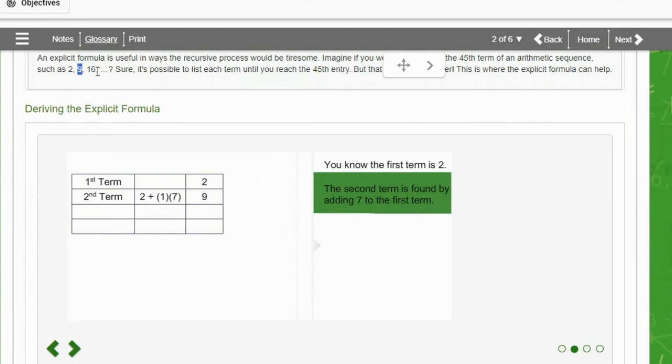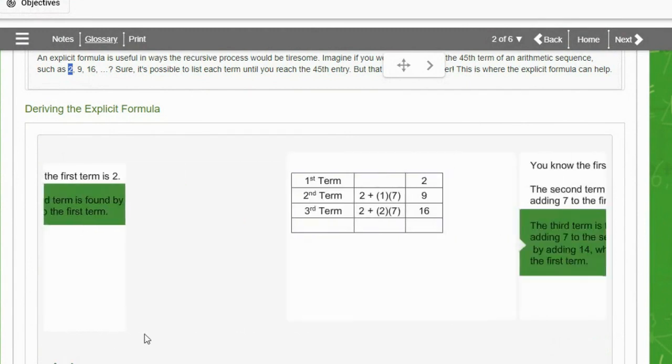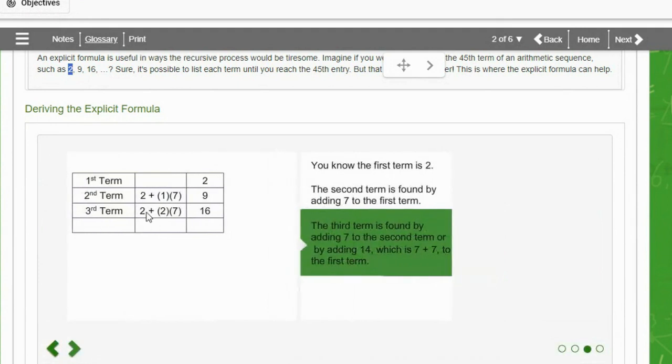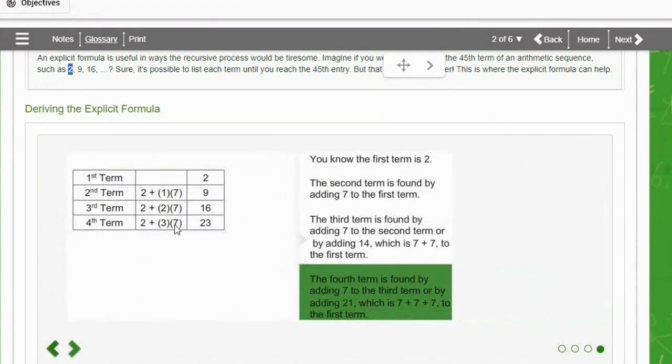What if we wanted to know the third term? Well, we could add it to the second term, but what if we started with that first term every time? Every time I'm going to start with 2. Now I want to know the third term, so I need to add 7, and then I need to add 7 again. I got to add 7 twice. So the third term would be 2 plus 7 plus 7. Or I can just say 2 plus 2 times 7, because that's the same thing as plus 7 plus 7. When I want to know the fourth term, I add 7 3 times.